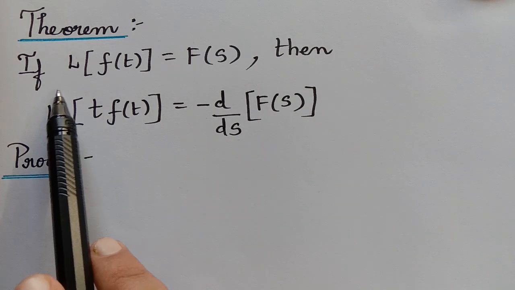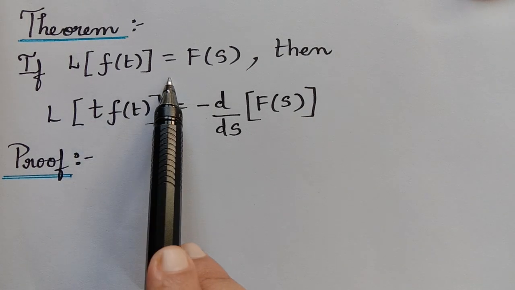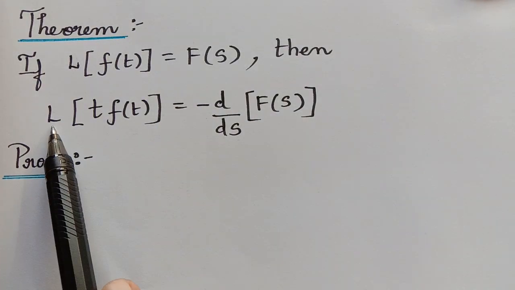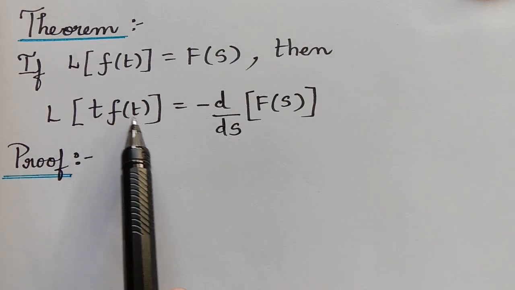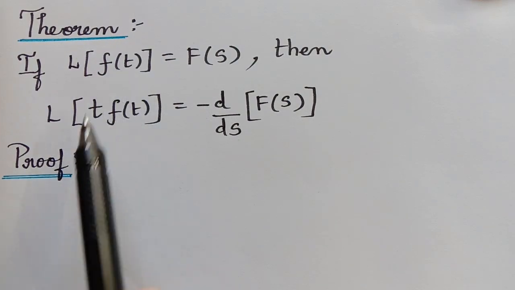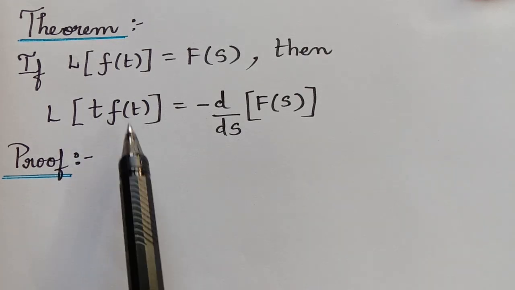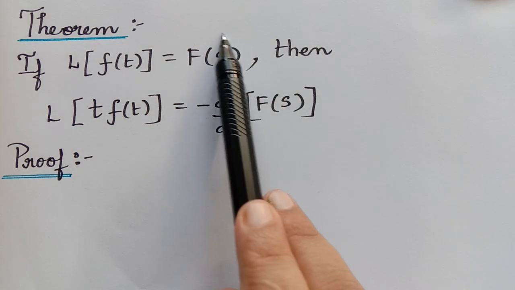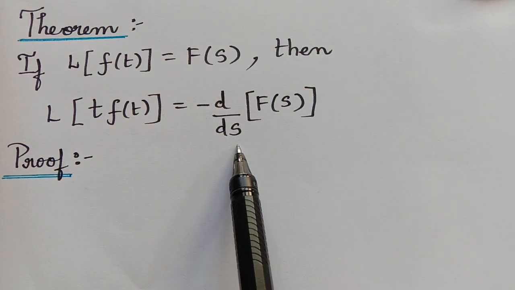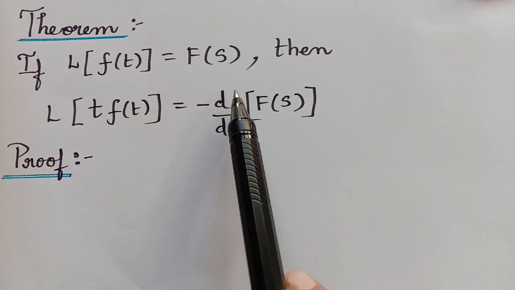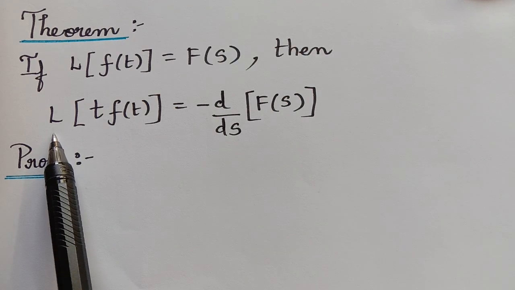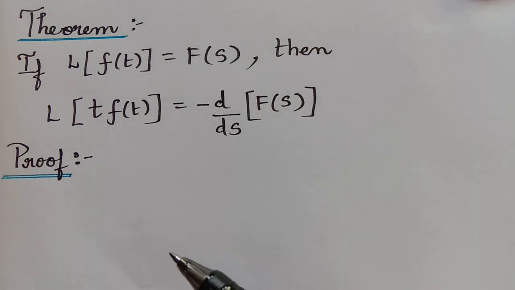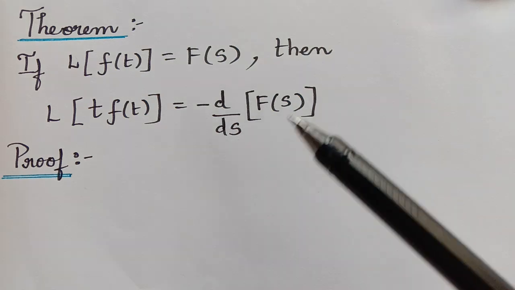that the Laplace transform of f of t is equal to F of s. So if we have this, then the Laplace transform of t f of t, that is the function f of t when it is multiplied with t, we get it to be negative d by ds of F of s. So when we differentiate this with respect to s and multiply by negative 1, we get the result for Laplace transform of t f of t. So now let us prove this theorem, and further we will solve problems using this theorem.